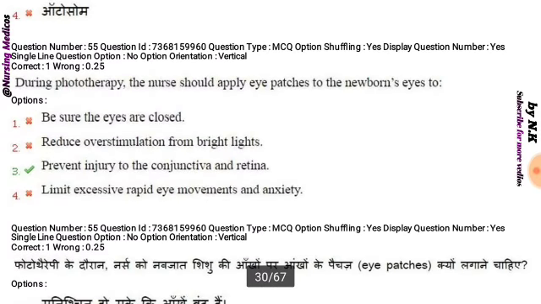During phototherapy, the nurse should apply eye patches to the newborn's eyes to prevent injury to the conjunctiva and retina. We have to apply them. Answer is 3.